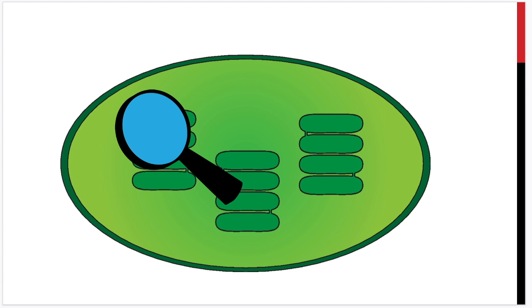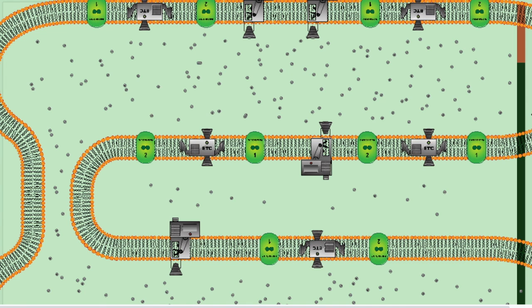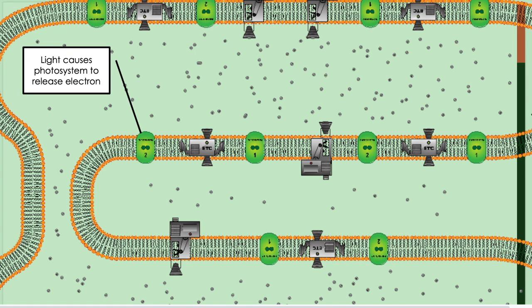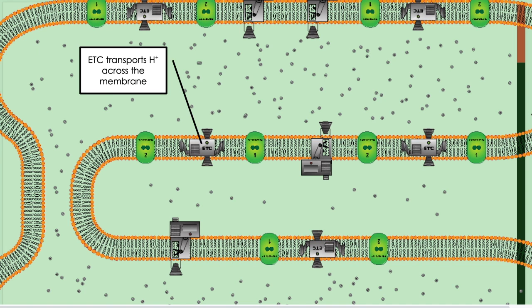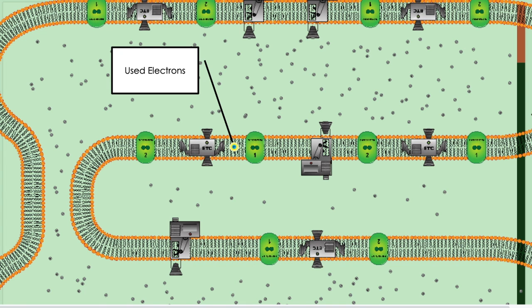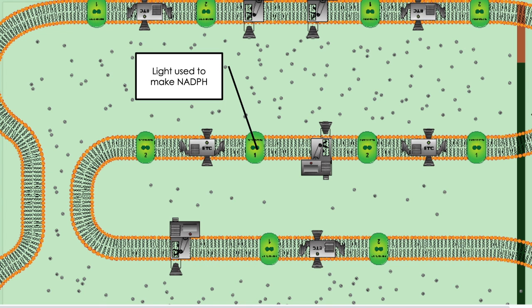So let's recap the whole thing by zooming into the thylakoids here. So we have photosystem 2. The light causes photosystem 2 to release high energy electrons, which go into the ETC. That ETC, the electron transport chain, moves the hydrogens from one side to the other. Those used up electrons will now go join photosystem 1, where they'll get hit by light and they'll be used to make NADPH.